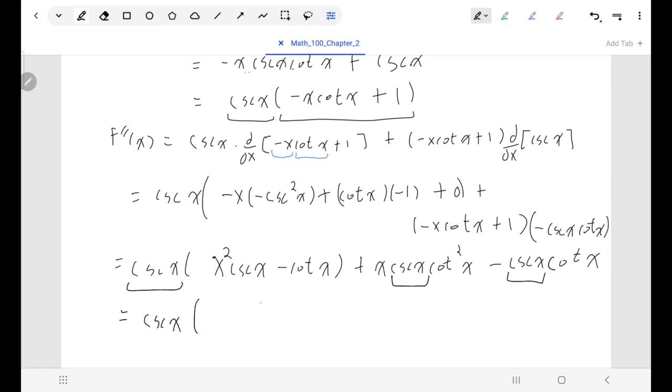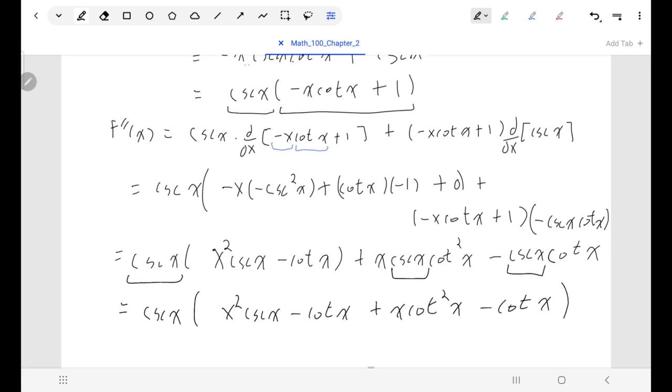And what am I left with? I have an x cosecant squared x minus cotangent of x. From the second term, I'll have an x cotangent squared. And from the last term, I'll have a minus cotangent. So that answers my question as to whether there's anything I'll be able to do. The answer is one little thing, which is I can combine the two minus cotangent x's.